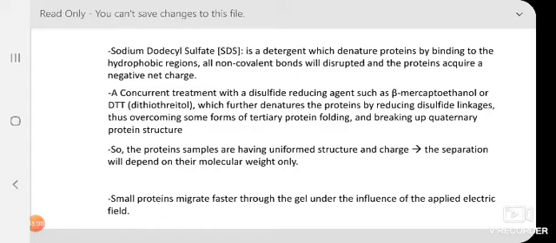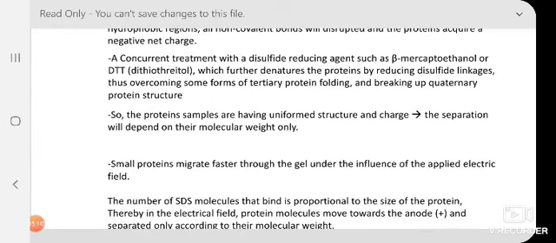Even if there is a subunit present, we are separating that also, thus overcoming some forms of tertiary protein folding and breaking the quaternary protein structure also. So the protein samples have non-uniform structure and charge. The separation will now depend entirely on the molecular weight of the macromolecule.